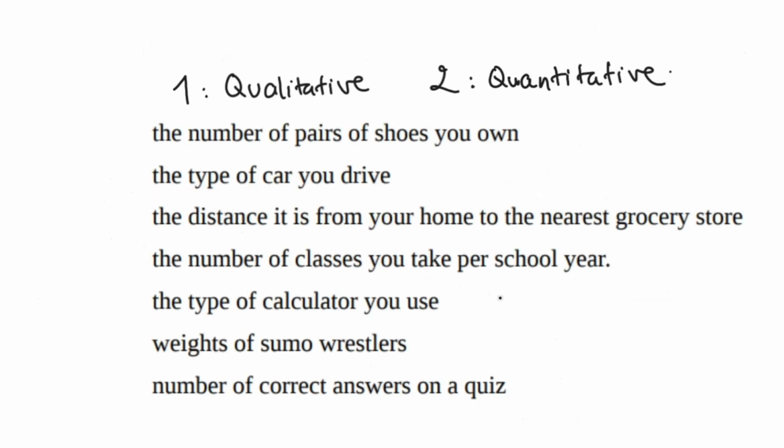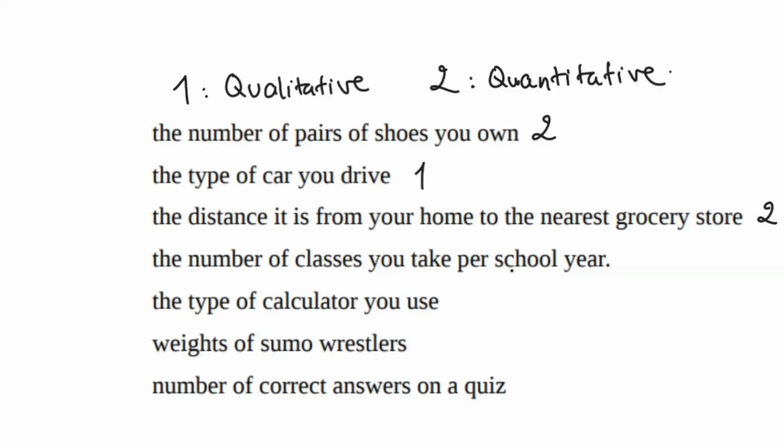Now we will go through some examples to make sure that you get familiar with this topic. The number of pairs of shoes you own. This is quantitative data because you can count how many pairs of shoes you have, right? This is a number, so this is quantitative data. The type of car you drive. The type of car could be Honda, it could be Toyota, right? This is not a number, it's categorical data, so this is qualitative data, right? The distance from your home to the nearest grocery store. This is quantitative data. It's a number.